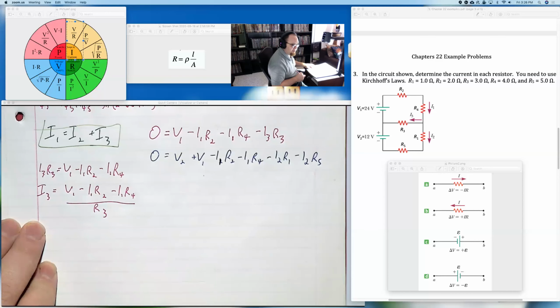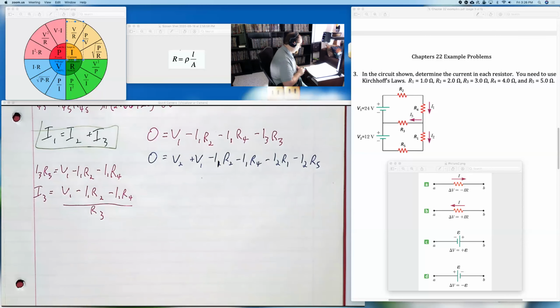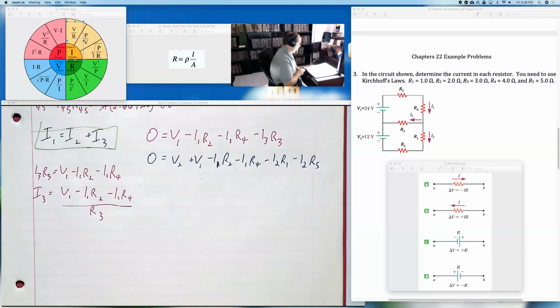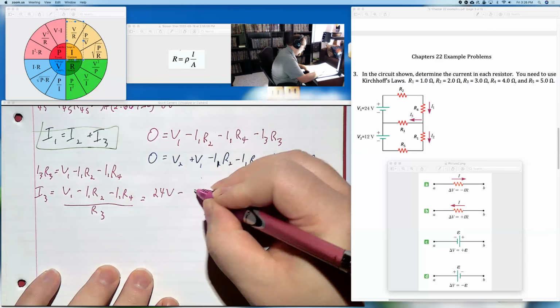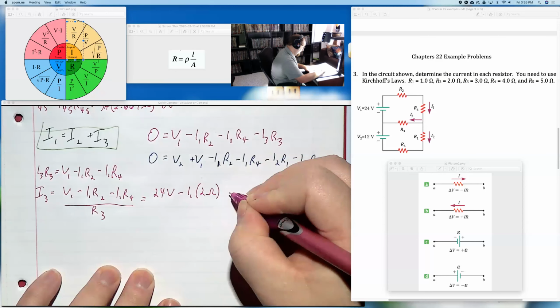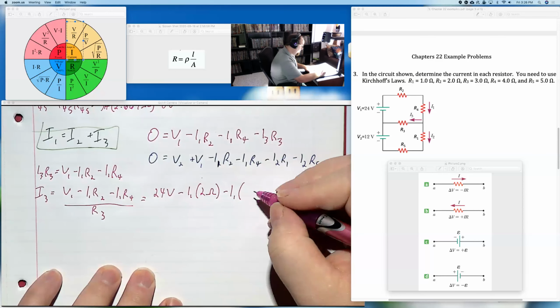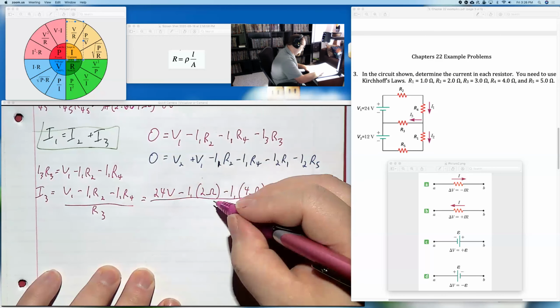Am I doing the same process as I did before? Okay. So I'm going to be honest about something. I always tell you to never plug numbers in right away. I sometimes do with the Kirchhoff loops just to hope to make it less complicated. I mean, this thing's pretty complicated. If I was to plug in numbers right away, this would be 24 volts minus I1 times R2, which is 2 ohms, minus I1 times 4 ohms, over R3, which is 3 ohms.